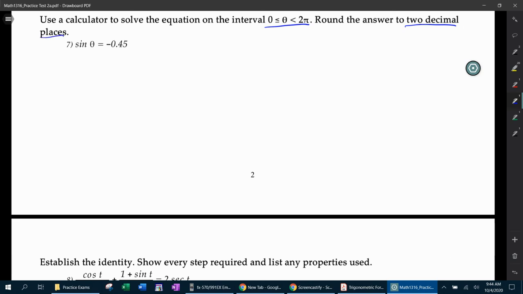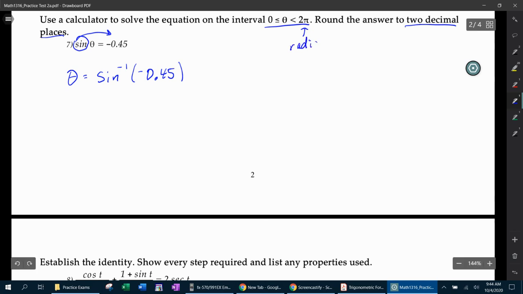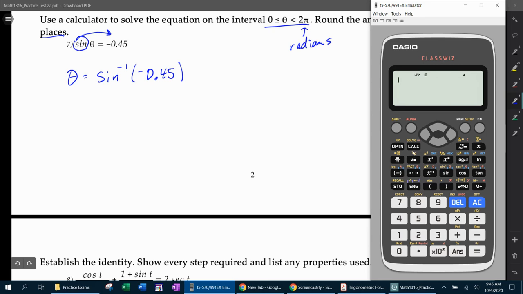So the first thing I'm going to do to solve this for theta is I'm going to bring the sine to the other side, which is going to make that an inverse sine, negative 0.45. And I do want you to notice, since it says from 0 to 2 pi, that indicates that our answers need to be in radians. So my calculator is going to need to be in radian mode, which it is. And we're going to do the inverse sine of negative 0.45.